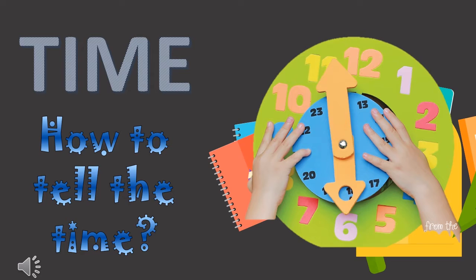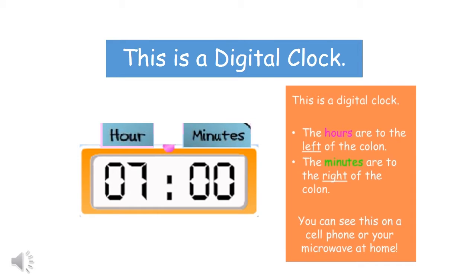When we talk about time, the basic question which comes in our mind is how to tell the time. This is a digital clock. A digital clock is a type of clock that displays the time digitally in numerals or other symbols as opposed to an analog clock. Here, the time is indicated by the positions of rotating hands. In this digital clock, the hours are to the left of the colon and the minutes are to the right of the colon. You can see this on a cell phone or your microwave oven at home.